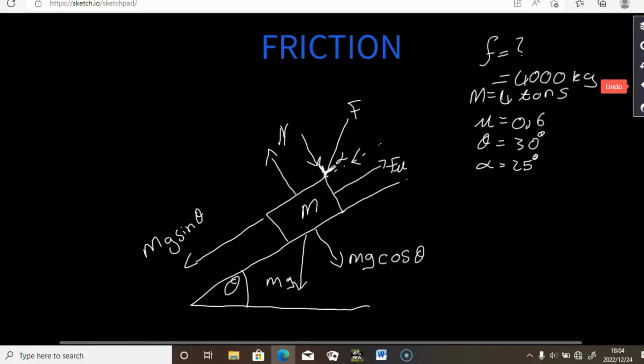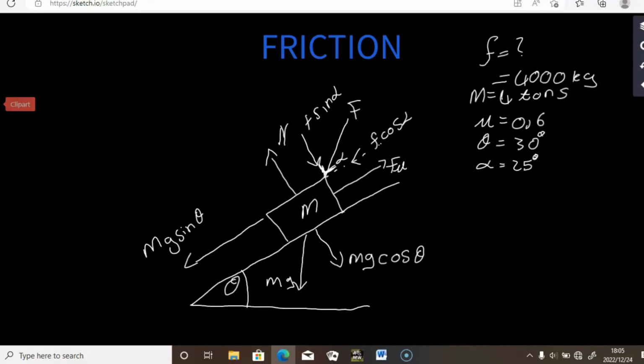So let's start by getting our components values, which will be f cos alpha, and this will be f sin alpha. And then we are going to focus first on the forces that are parallel to the plane that we are working with. We are going to say mg sin theta is going downward. F cos alpha is also going downward.